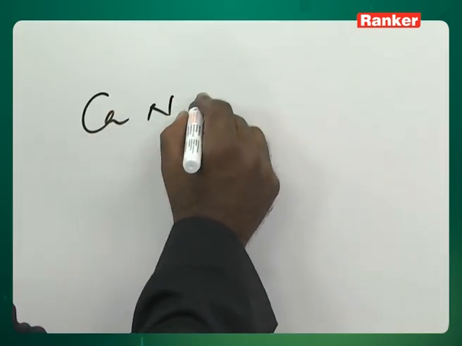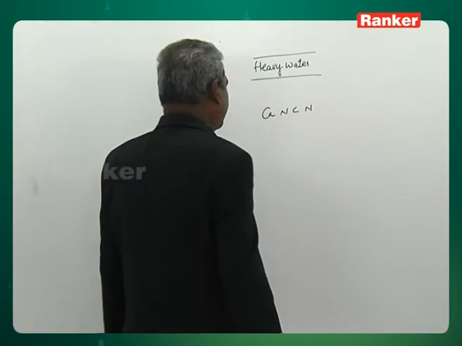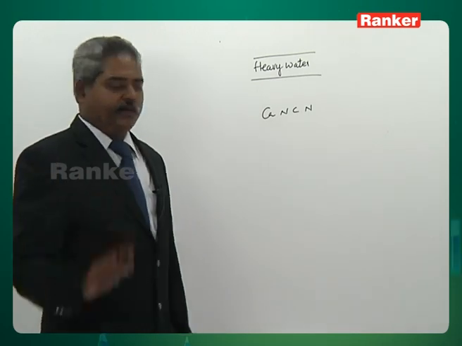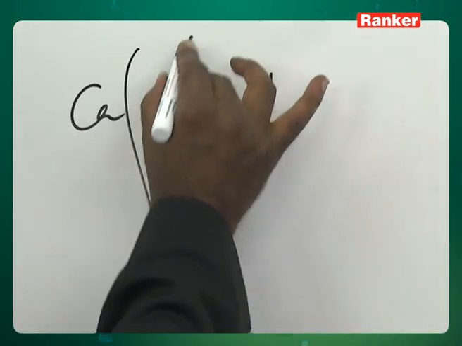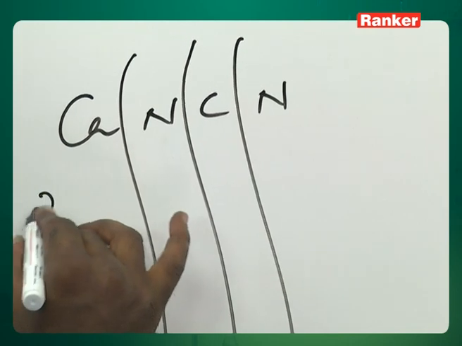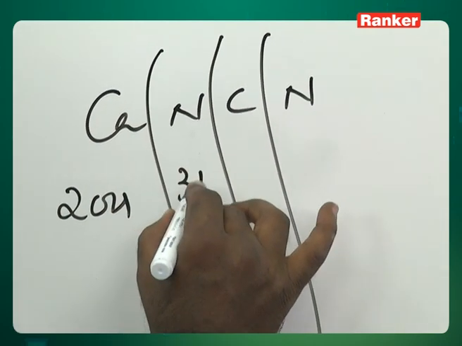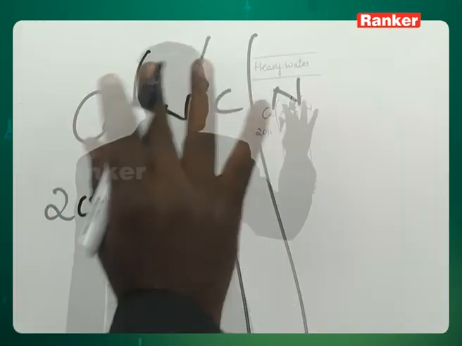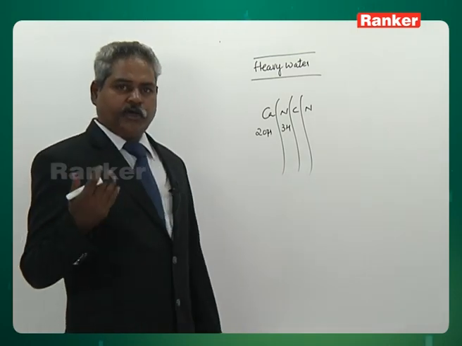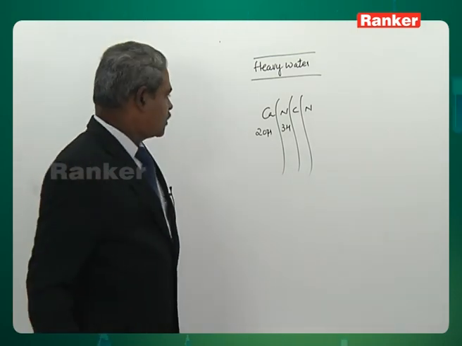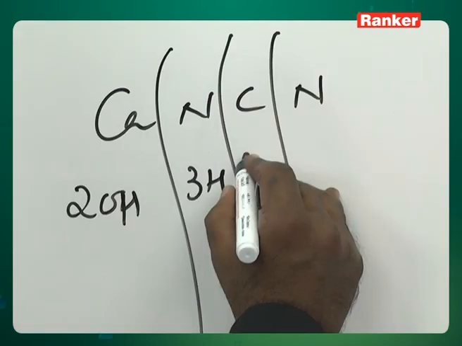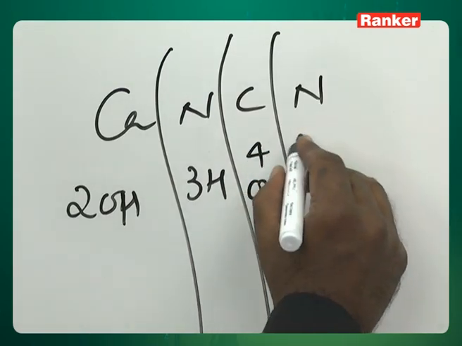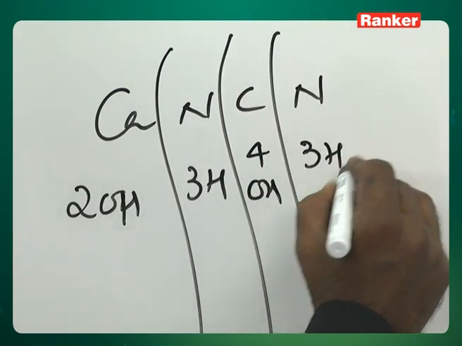Now, NCl3 used ammonia. Calcium cyanamide, CaNCN. Where to break the bond? Wherever there is electronegativity difference. Break the bond here, here, here. 2OH, 3H. Any number of H and OH can be used. There is no rule because H and OH are plentifully available in water. 3H, 4OH, 3H. So what did you get?